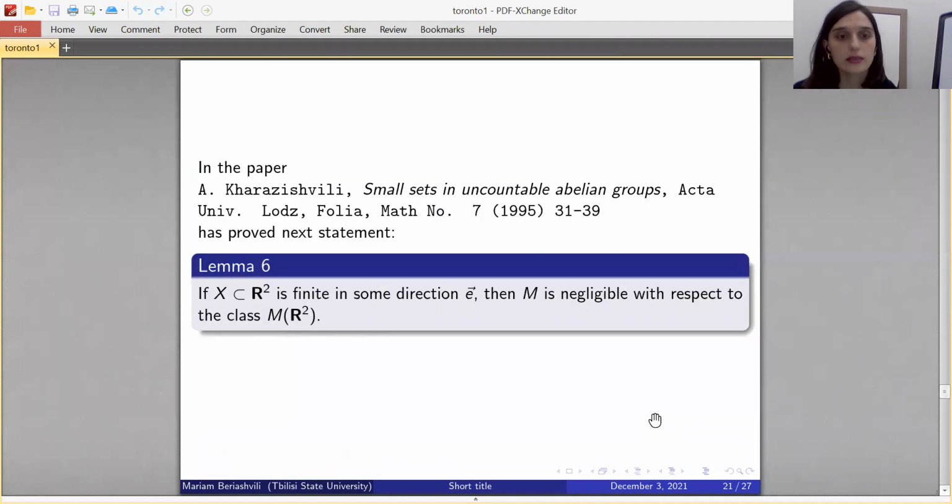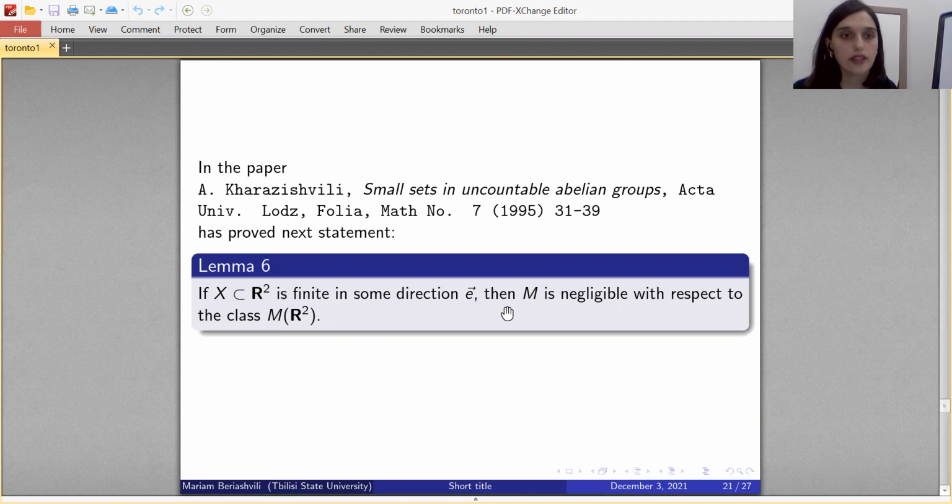And there are results about finite measures, which will be published by Javakhishvili. It shows that if X is finite in some direction, then, sorry, here should be X, X is negligible with respect to the class of MR squared. If it is finite in some direction, it will always be negligible.